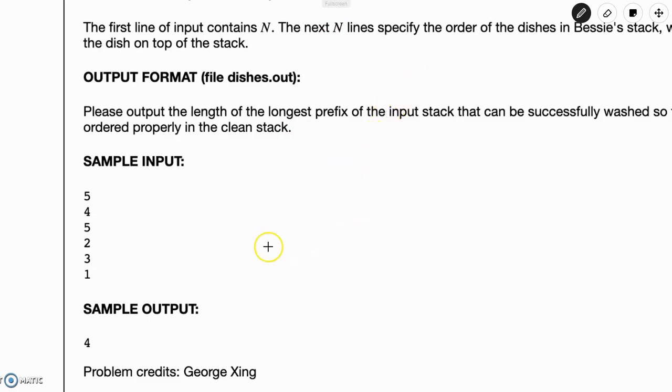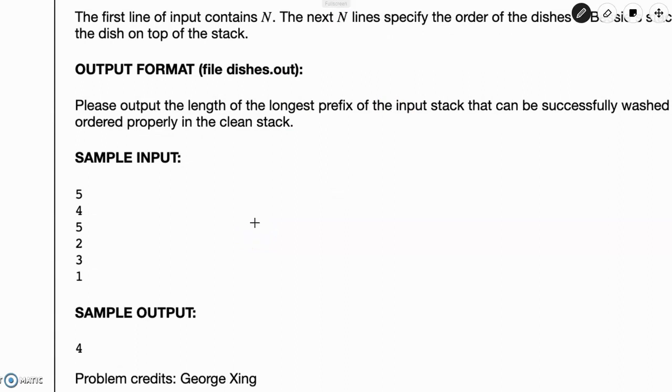So let's try to simulate this. First, Bessie will put 4 on a new left stack. Now, she can either put the 5 on top of the 4 or create a new stack. Let's consider what would happen if she put the 5 on the 4. Then when Elsie would be taking the plates, since she has to take plates from the top of a stack before going to the bottom, she's going to have to take the 5 before the 4, and as a result the 5 will be put in the clean stack before the 4. That's a contradiction, because we need 4 to be put before 5.